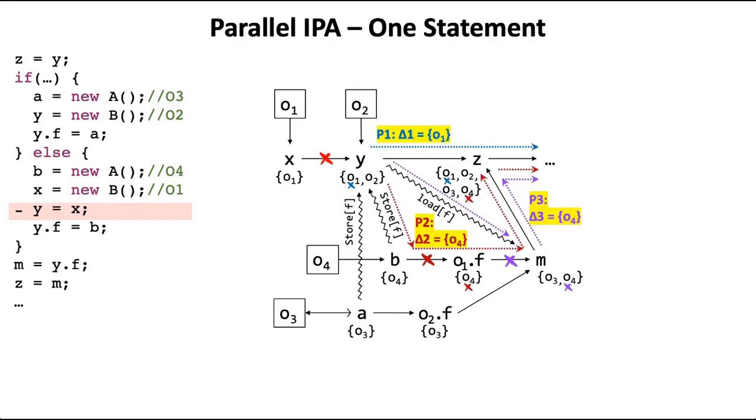Now, three change propagations will be run sequentially, labeled P1, P2, and P3. The propagation by path P1 is to update z and its reachable nodes. The propagation path P2 is to update for the statement y.f = b.